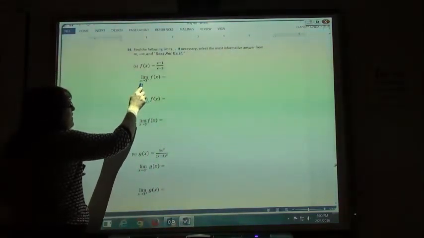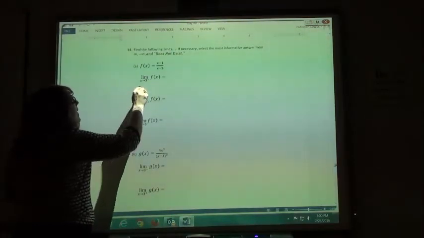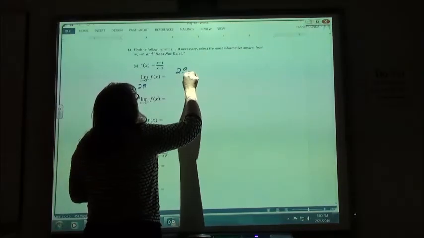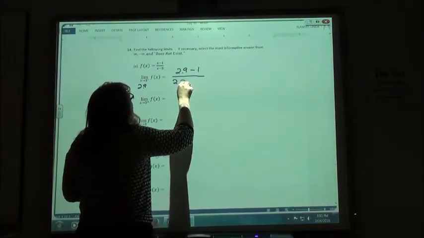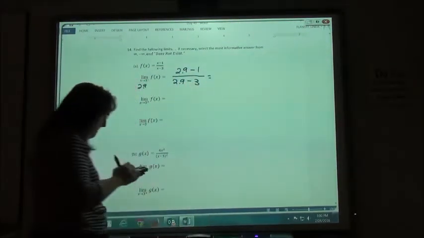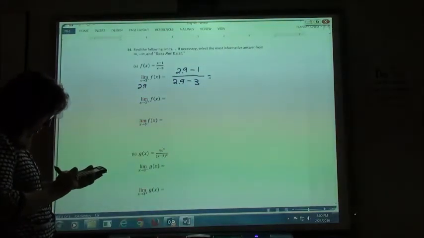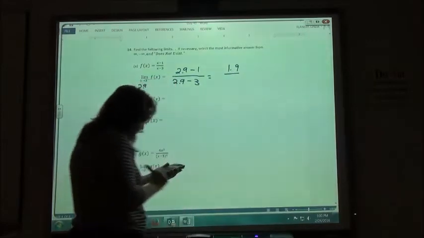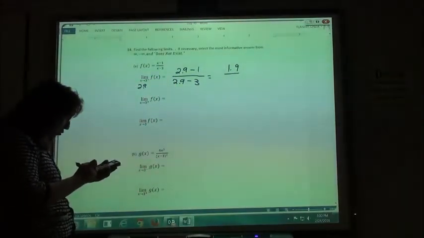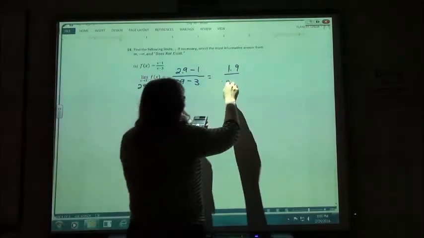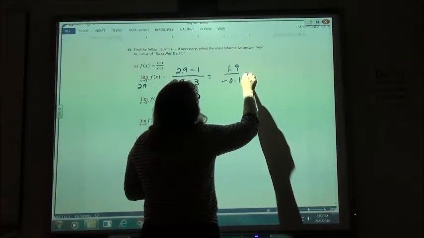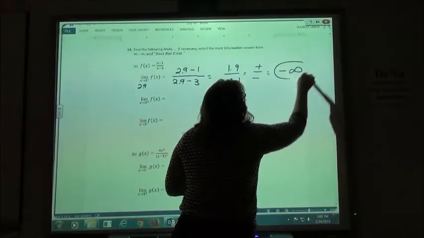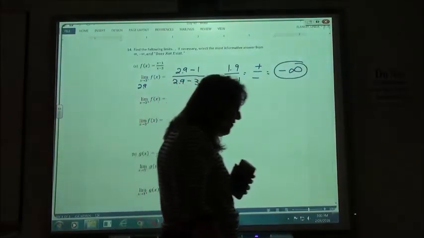So, as x approaches 3 from the left-hand side, I'm going to use 2.9. So 2.9 minus 1 over 2.9 minus 3. 2.9 minus 1 is 1.9. 2.9 minus 3 is negative 0.1. I have a positive over a negative, which is going to be negative, and so the limit is going to be at negative infinity.